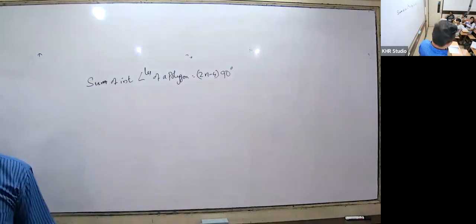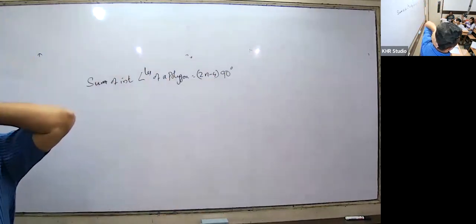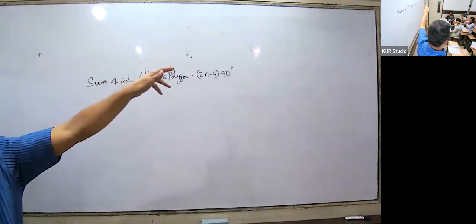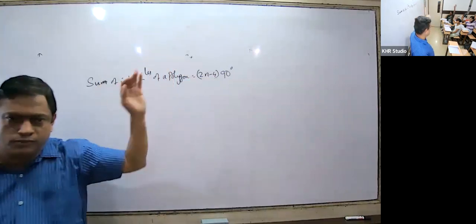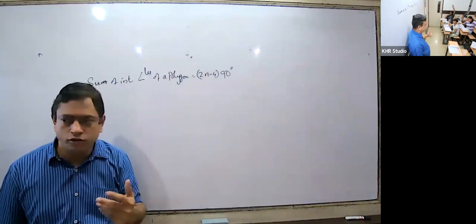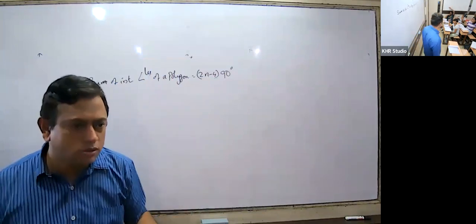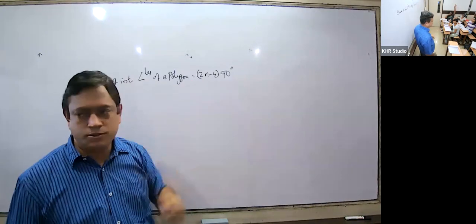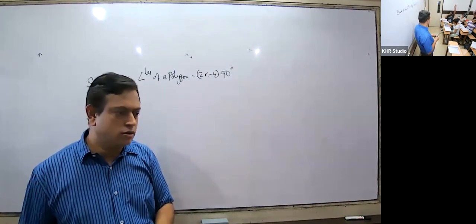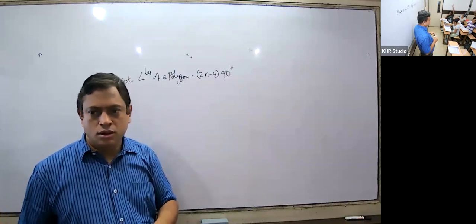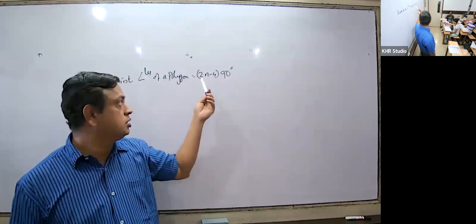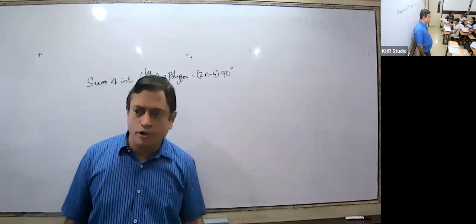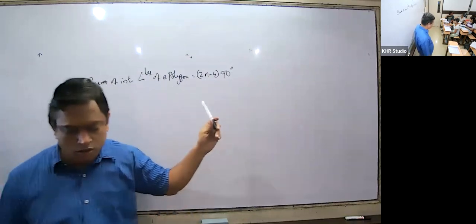You are writing all these. Pentagon, how will you find out? What is the value of n? 5. Substitute 5. If n is equal to 5, what is the answer? Those who know, raise your hand. 540. How did you get it? n is 5, so 2 times 5 minus 4 is 6, into 90, is 540. Did you follow or not? This one you wrote. Next property.